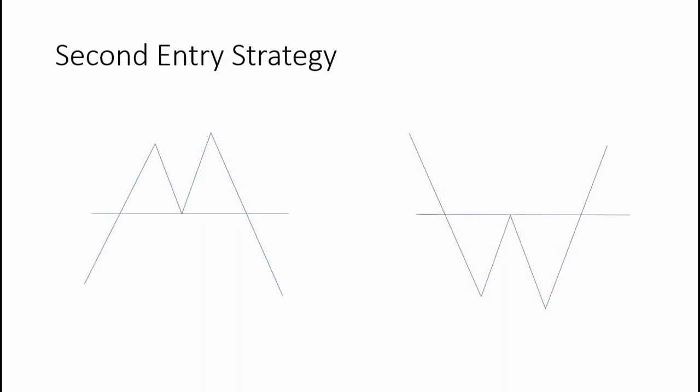So the second method of entry, and the one that should be used if the second bottom or top is higher or lower than the first, respectively, is to enter the market when price has moved past the neckline of the double top or bottom. This method is a little safer because you are waiting until you have further confirmation of the direction that the market is moving in. However, you are sacrificing the amount of gain you could potentially make.